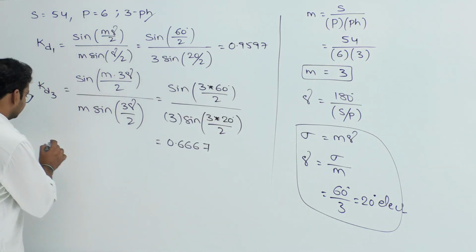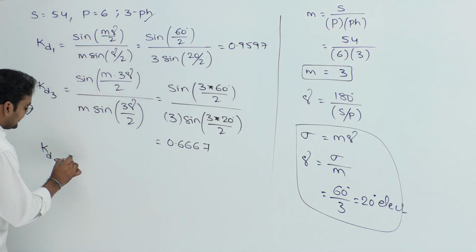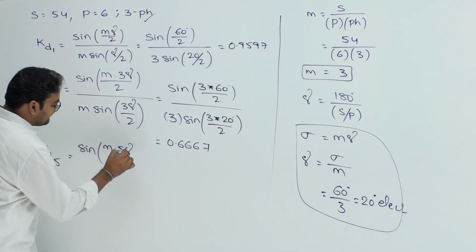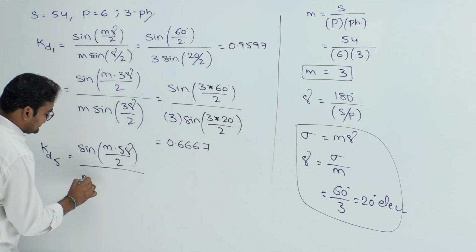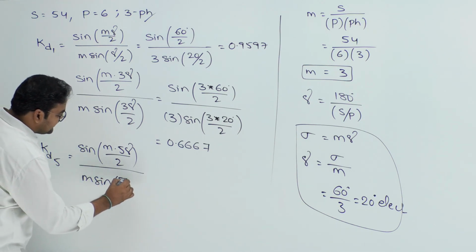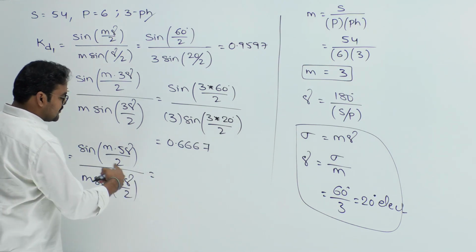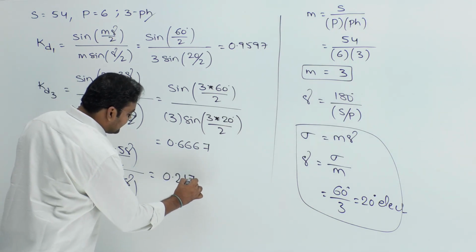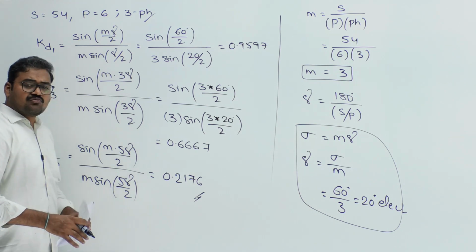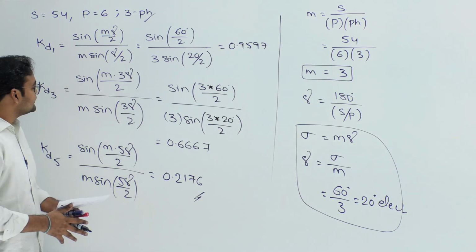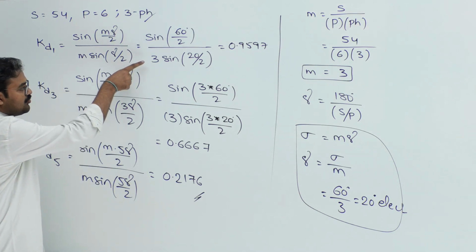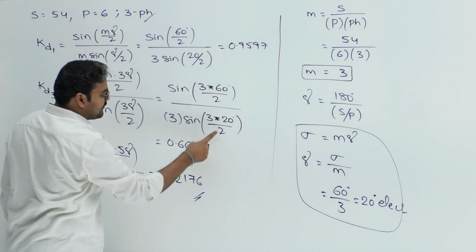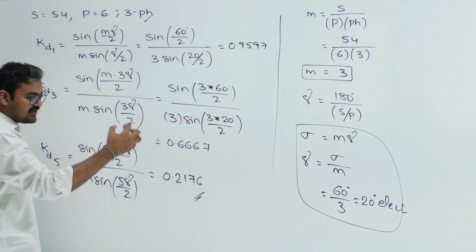Okay, fine. Next, the fifth harmonic distribution factor, same formula, sin m into 5 gamma by 2 divided by m sin 5 gamma by 2. Substitute the data. Okay, you will get the answer 0.2176. So what is the common thing you are observing here? You see that as the harmonic number is increasing, as the harmonic order is increasing, what is happening to the magnitude of the distribution factor? Decreasing.